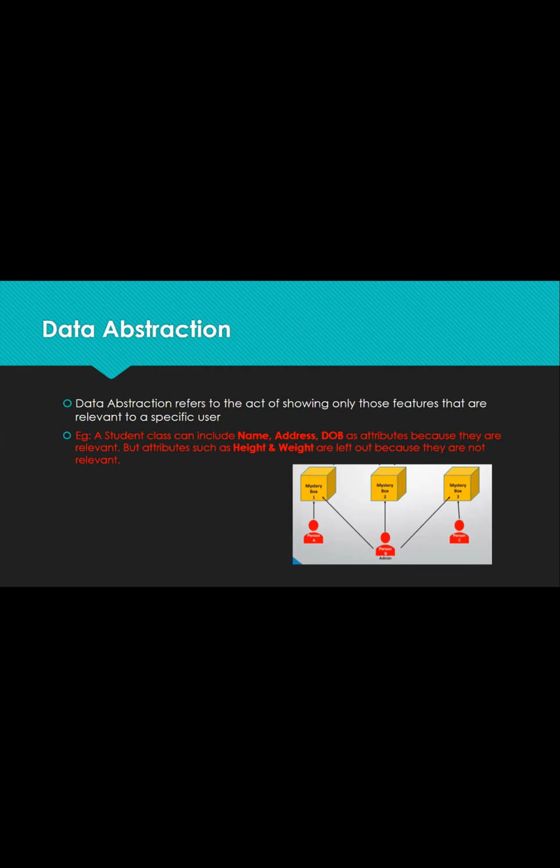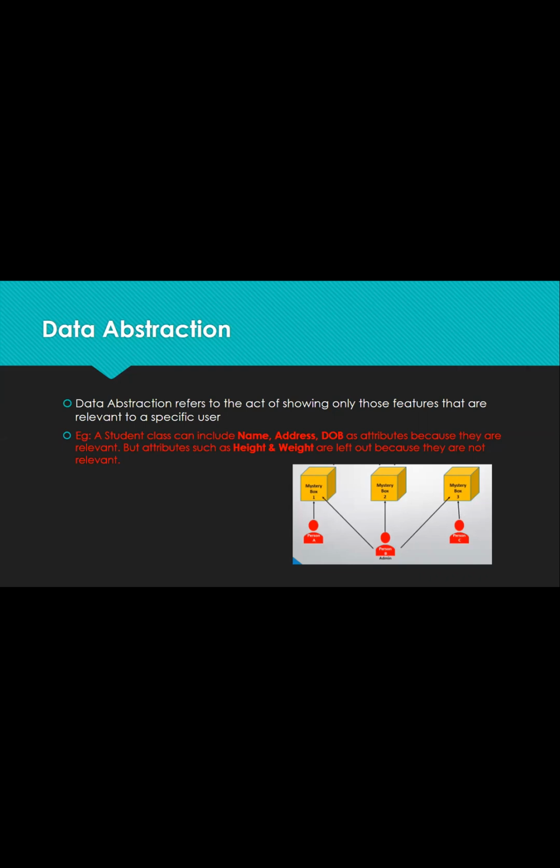So according to this class diagram, for the student class, these 2 variables, or attributes, are not needed. Height and weight are not needed, right? Because that is not relevant to a student. So should they be shown here? No. Only the relevant things, whatever is relevant to that particular class, will be shown.